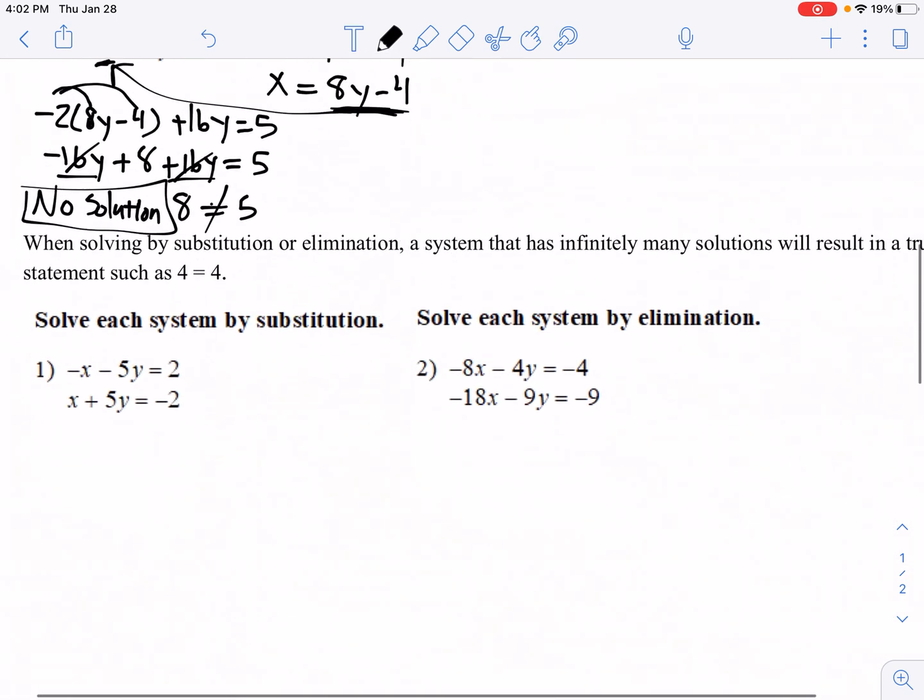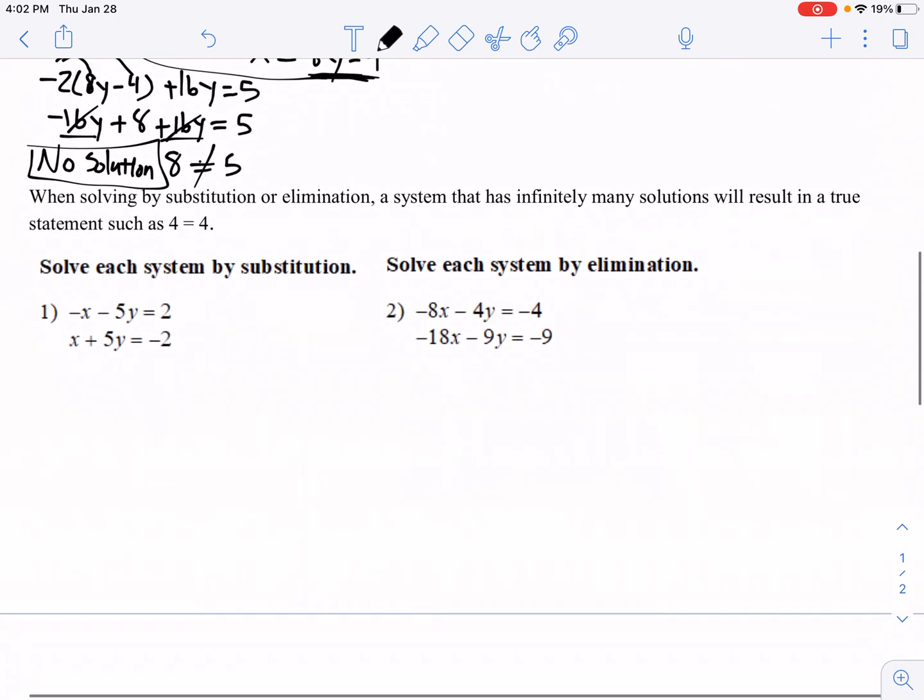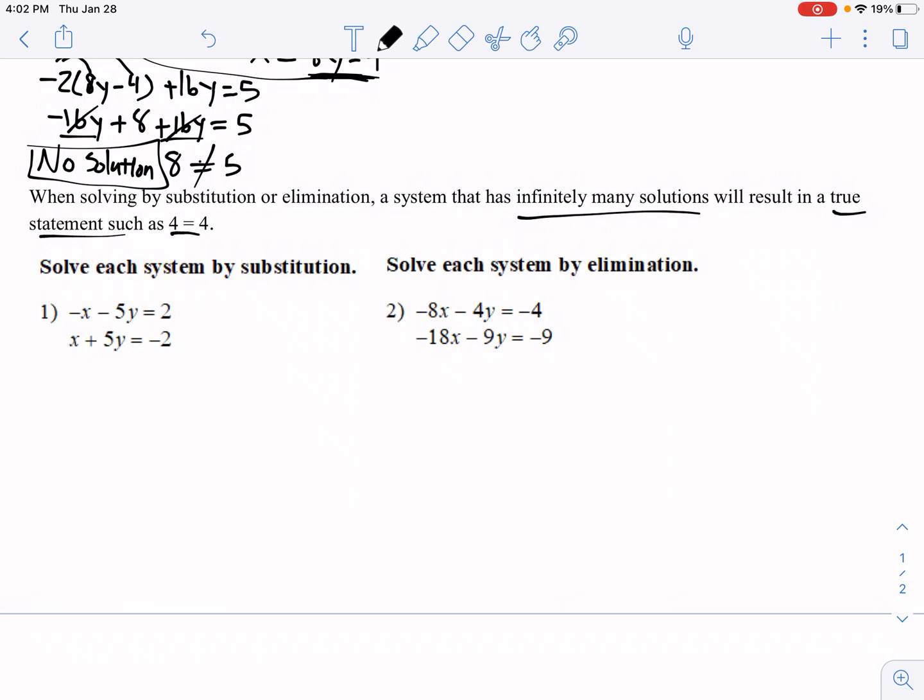Now, let's go down to these examples here. When solving by substitution or elimination, a system has infinitely many solutions, and that will result when we have a true statement, okay? So it has to be a true statement, such as 4 equals 4. Well, 4 does equal 4. That is a true statement, okay? So when we're looking for a true statement, we're going to have infinitely many solutions.